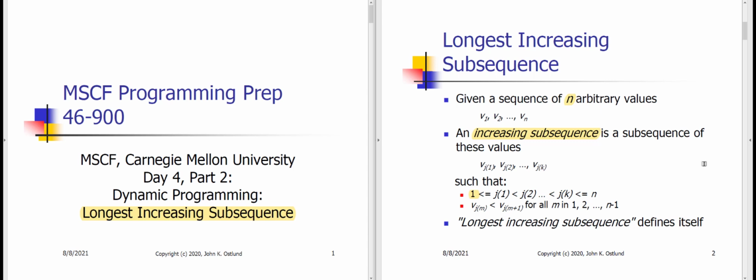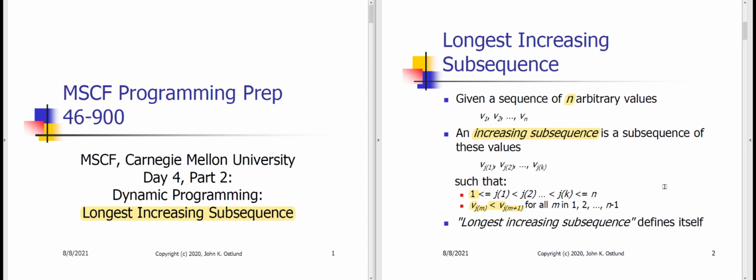So this is a sequence in which these J1, J2, Jk are some subsequence of the sequence 1, 2, 3, 4, 5, up to n. Also, in this increasing subsequence, for each pair of values, the left-hand value has to be less than the right-hand value, all the way along.